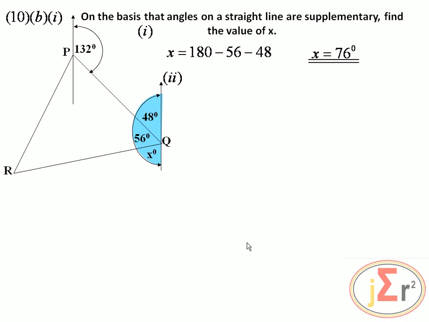Next, we are required to find the length, the distance PR. We have PQ is equal to 220 kilometers and QR is equal to 360 kilometers.